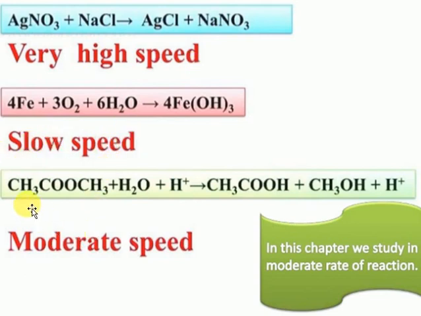Next is ester hydrolysis. Whenever you see this kind of structural formula, it is an ester. Ester hydrolysis gives acetic acid and alcohol. This ester hydrolysis takes place in an acidic medium. This kind of reaction is called a moderate reaction. So chemical kinetics deals with the moderate speed of chemical reactions.